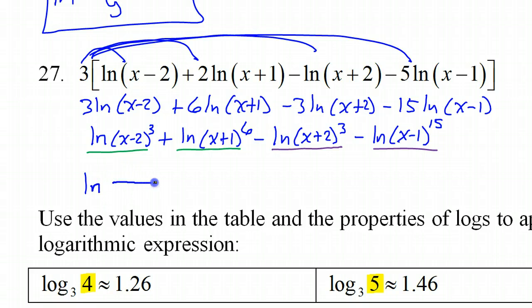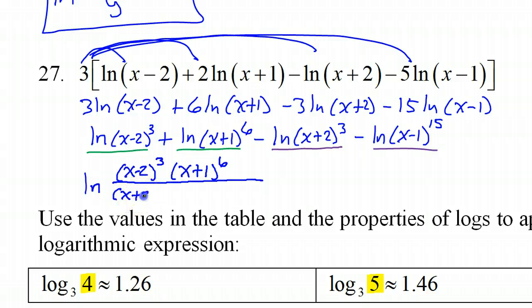But here I go. Alright, so numerator, numerator. So I will have x minus 2 to the 3rd power and x plus 1 to the 6th power. Now denominator, denominator. So I will have x plus 2 to the 3rd power and x minus 1 to the 15th power. And that is it.